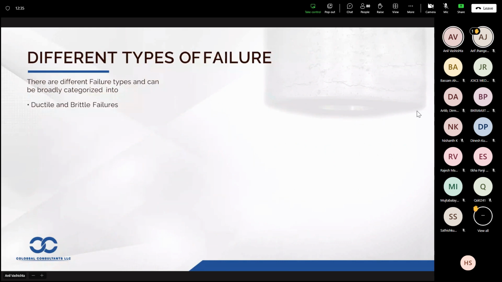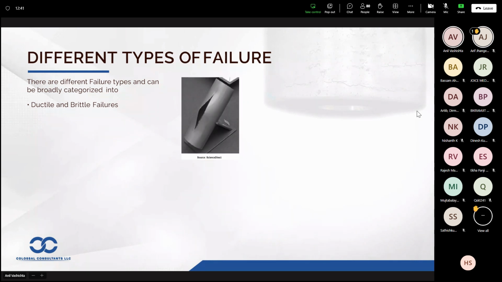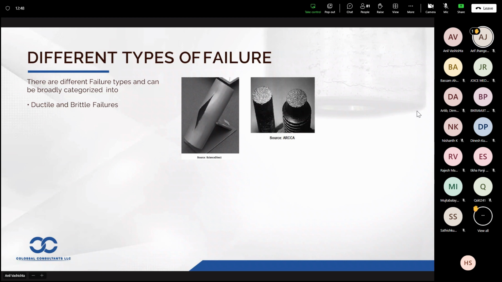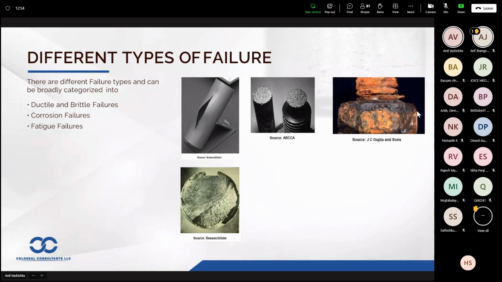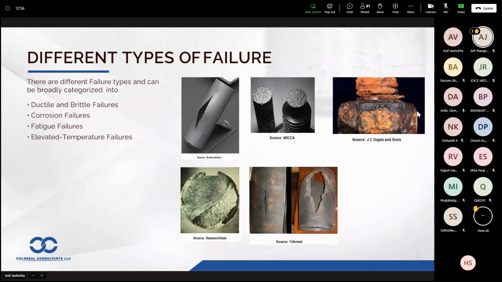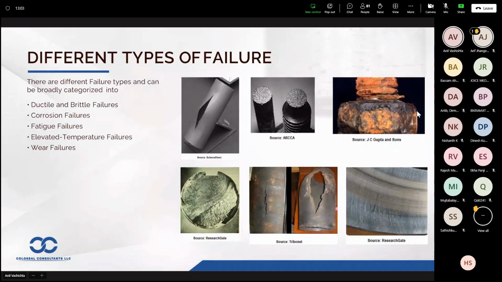There are different types of failures. The failures are categorized into the following: ductile and brittle failures, then the corrosion failure, or the fatigue failure, or the elevated temperature failures or the wear failures. We'll go through these one by one very quickly.